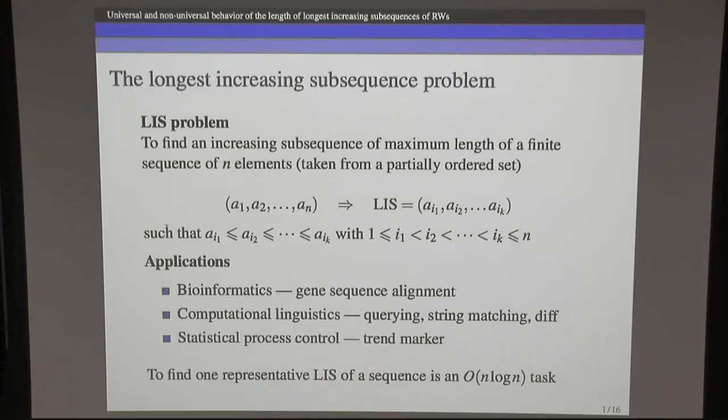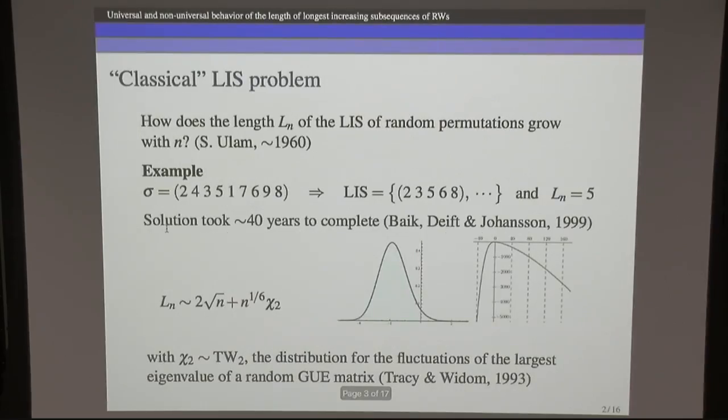The complexity of finding an increasing subsequence in a given sequence is something that you can do algorithmically in order n log n. So this is not a very hard problem. The classical LIS problem, however, is a very interesting problem. It's at the core of most spectacular developments in mathematical physics in the last 40 years.